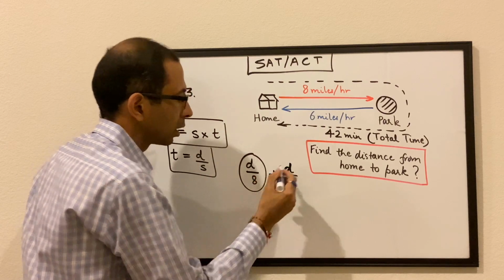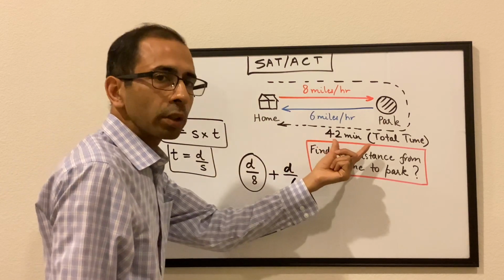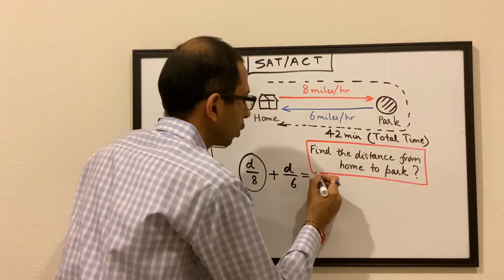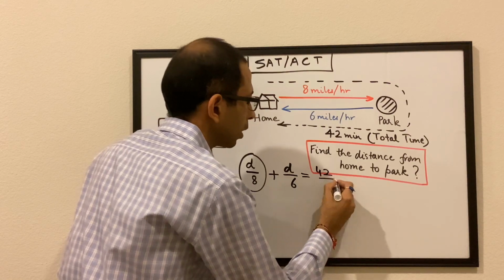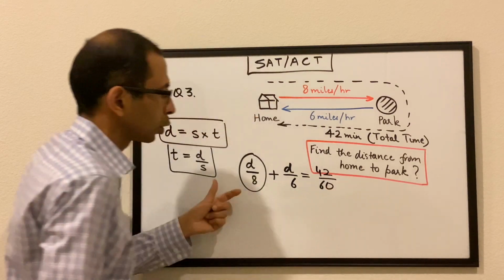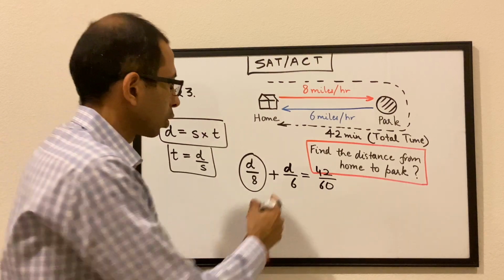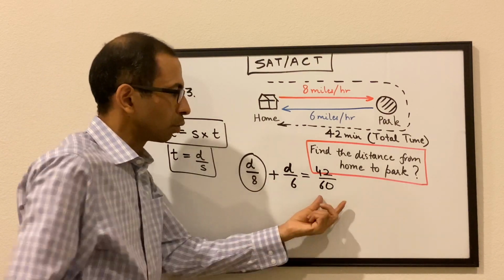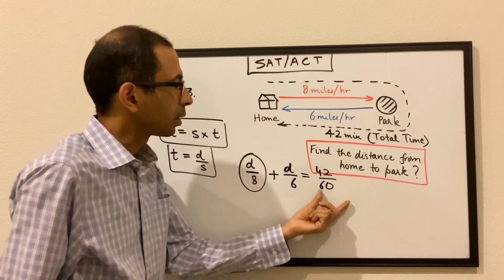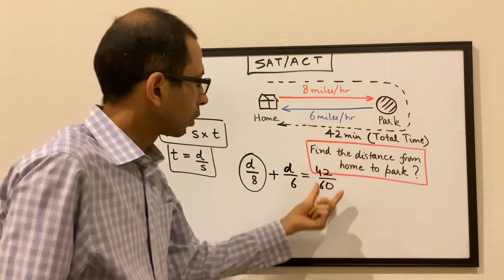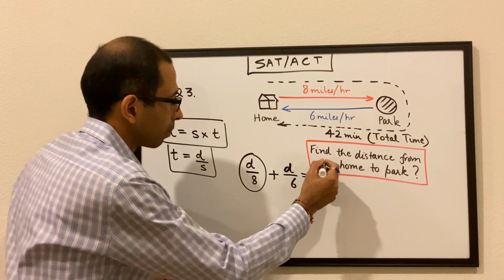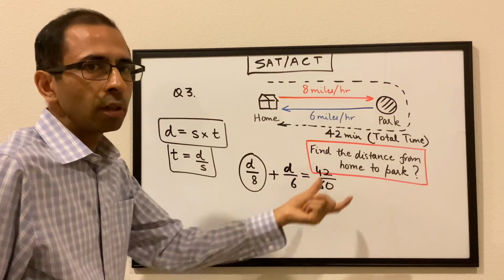And we know that this total time is equal to 42 minutes, which is 42 divided by 60, because we want to keep everything in hours. So the left side, the time is in hours, so we have to keep the time on the right side also in hours. 42 minutes is equal to 42 divided by 60 hours. Hence, we get this equation which we can solve for d, right?